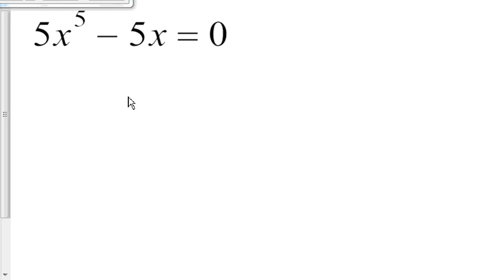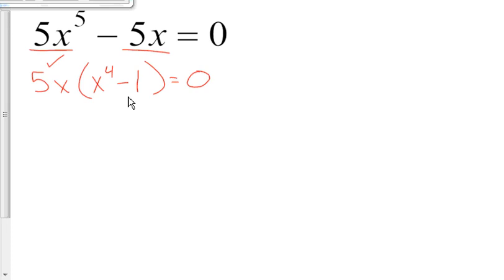The directions here are to factor each and solve. So when it comes to factoring, the first thing we want to see is if our equation has a GCF, where it looks like each of these two terms can be divided by 5 and a single x. So if we divide 5x out, we would have x to the fourth minus 1 equals 0. So GCF is always prime.